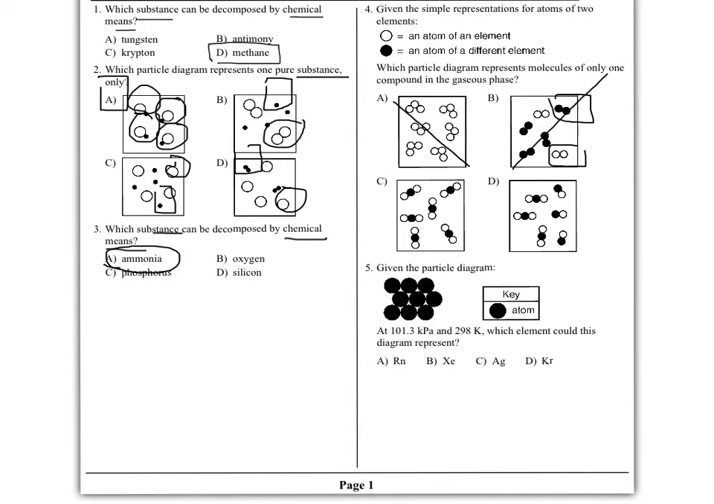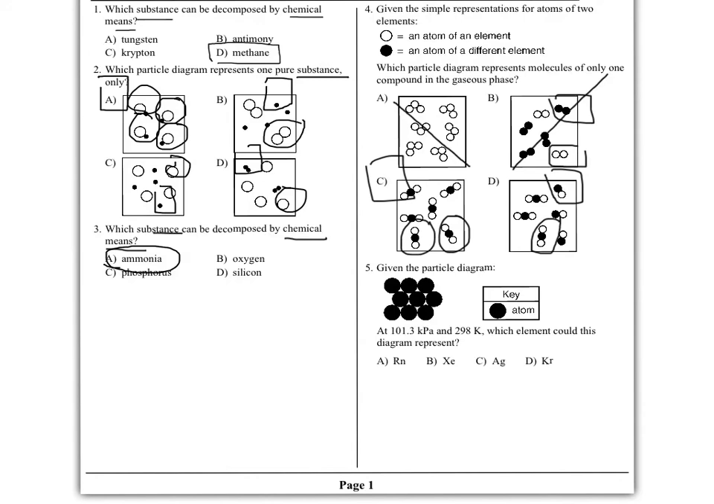So here we're between choice C and choice D. Notice that in choice D, all the particles are identical, versus in choice C, we have this compound and we have this compound. So the best choice is choice C.